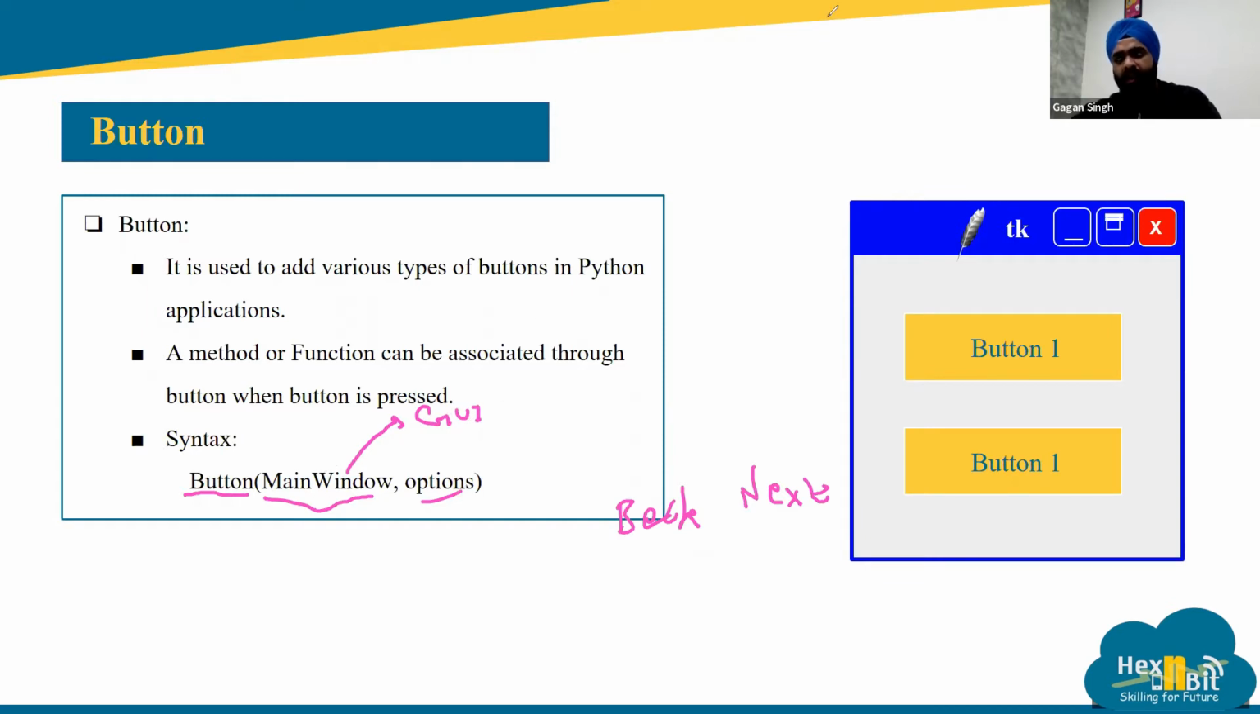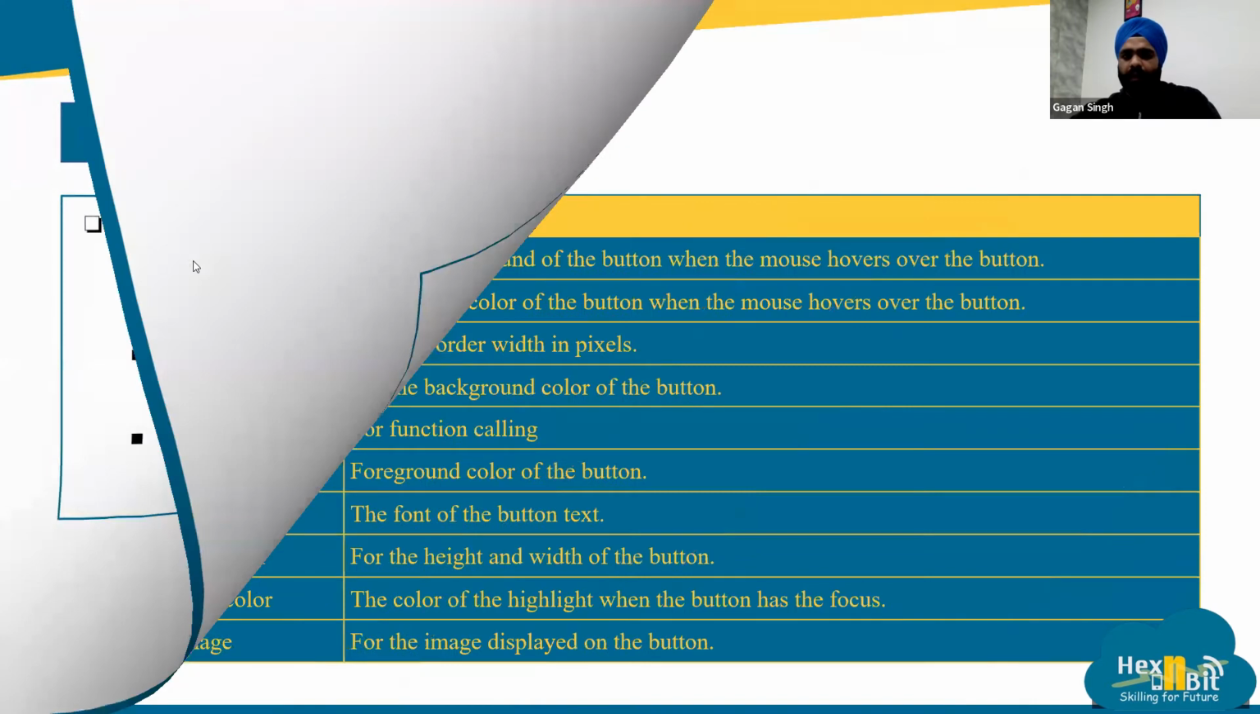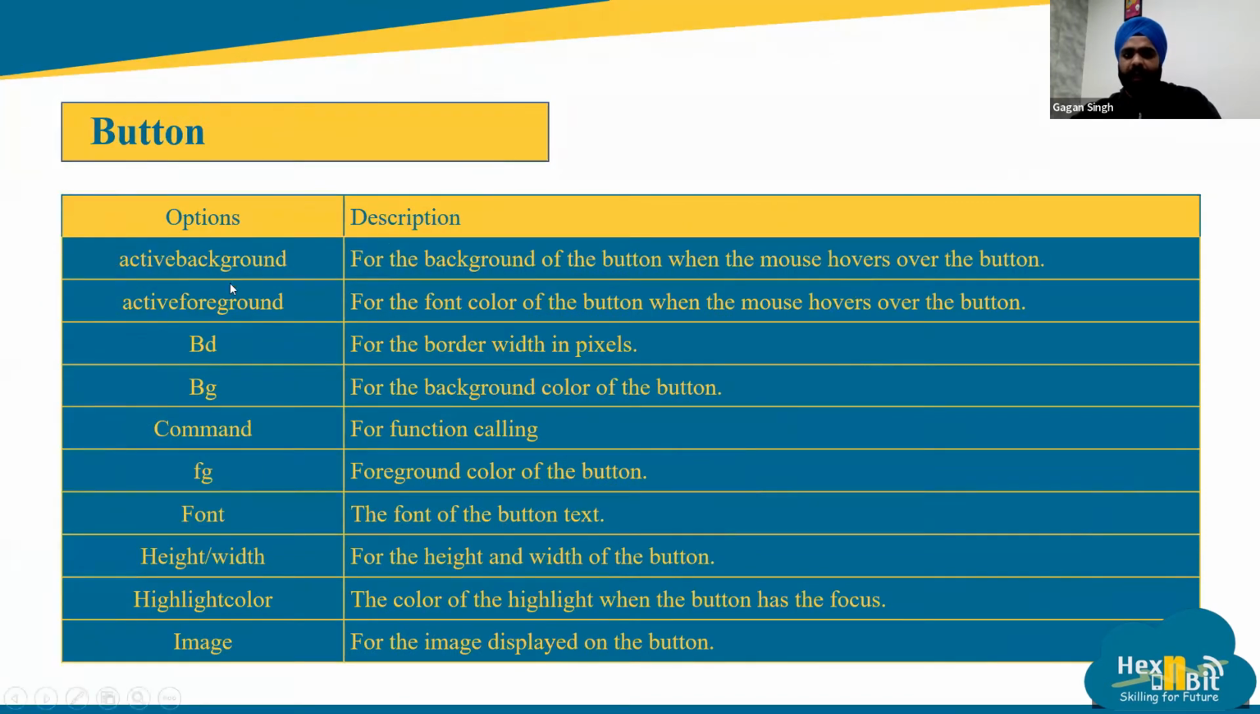Options are basically used for doing the formatting, like to change the shape of it a little bit, to add on the padding, dimensions, color, all that thing. So I'll show you what options are available in that also. Like these are the things that are available: active background, active foreground. Active background means when you click the button, the color will change. Active foreground, when you click the button, the color of the text which is appearing over button will change. BD, BG, border and background color.